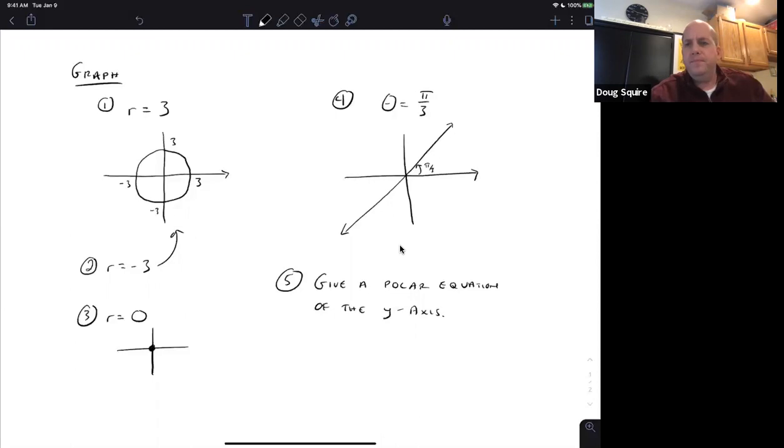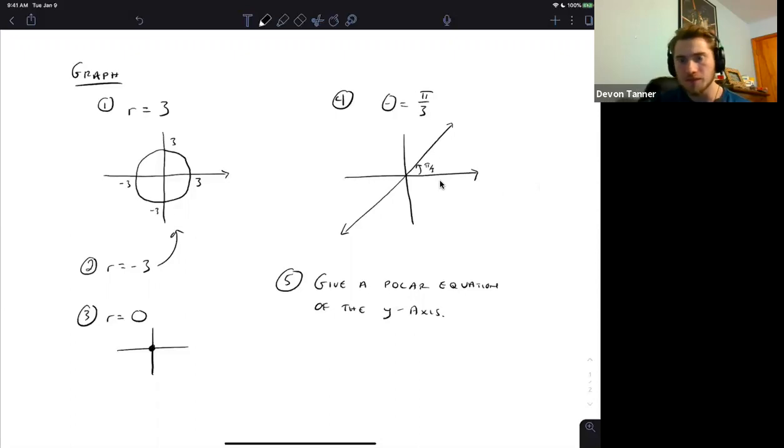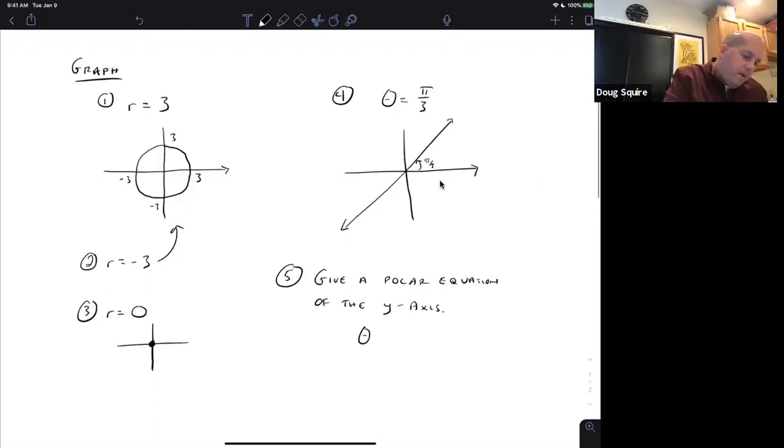So what do we think? Theta is equal to pi over 2. Yeah, so theta equals pi over 2 would work. That would get you everything along the y-axis, any angle that lands on the y-axis. So pi over 2, negative pi over 2, 3 pi over 2, 5 pi over 2, all of those would land on the y-axis and will get you the entire thing.